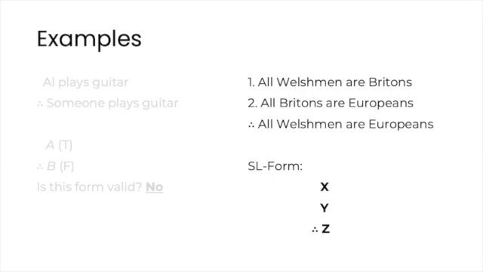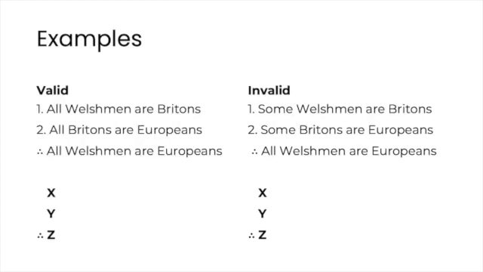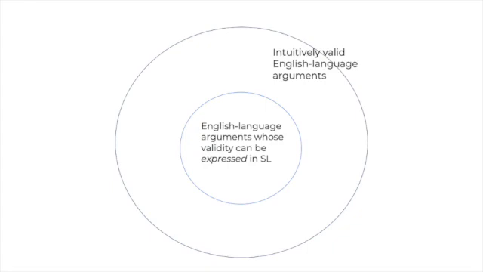And the same goes for this other argument, which would be of the form X, Y, therefore Z. This form is also clearly invalid. So while the English argument is valid, its best representation in terms of SL sentences is not. Furthermore, SL can't distinguish between the valid argument to the left and the invalid argument to the right, since both are assigned exactly the same form.